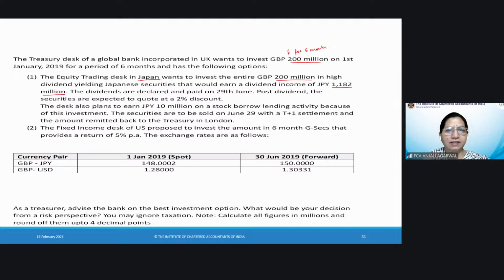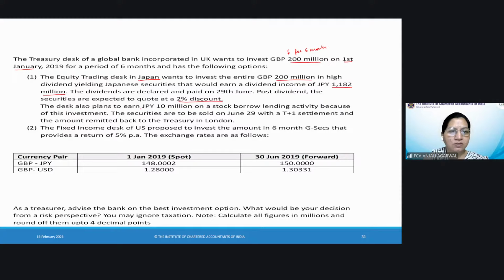The dividends are declared and paid on 29th June. So you see, from 1st January till 30th June, we have 6 months to invest. So when dividends are declared on 29th June, you will get these dividends, and post dividend, the securities are expected to quote at 2% discount. So once the dividends are declared, the price of the securities will fall and they would be decreasing by 2%.